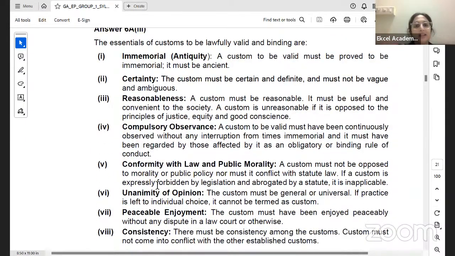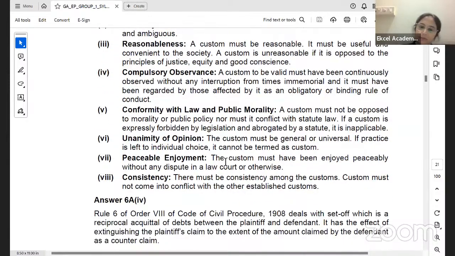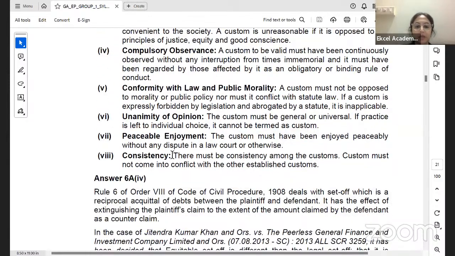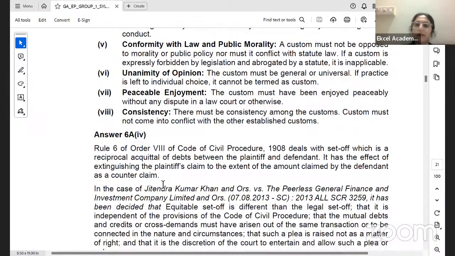Then comes validity. This is validity of custom, a direct question. A custom will be valid and will have binding force only if it fulfills certain essential conditions. What are they? It's just this: time immemorial, certainty, reasonableness, compulsory observance, conformity with law and public morality, then unanimity of opinion, peaceable enjoyment, and consistency. So it's just the direct question, you have to explain that.